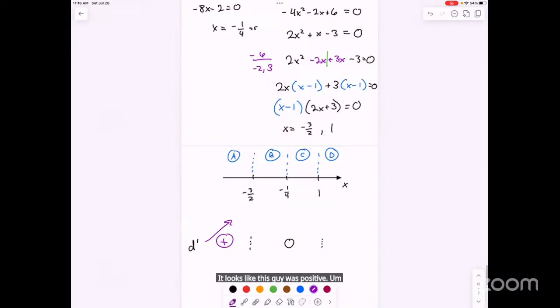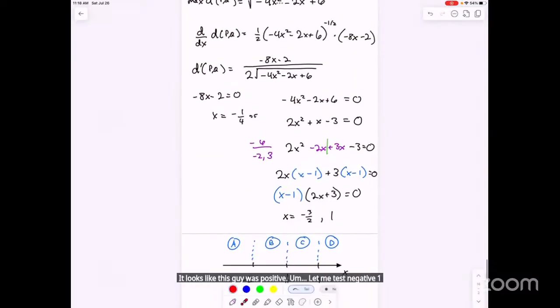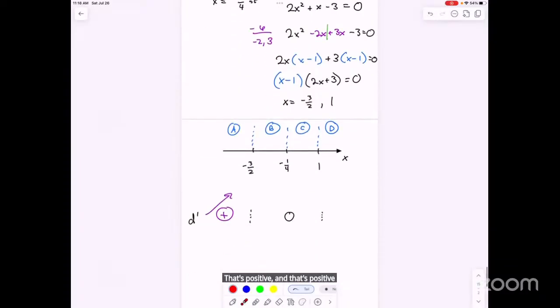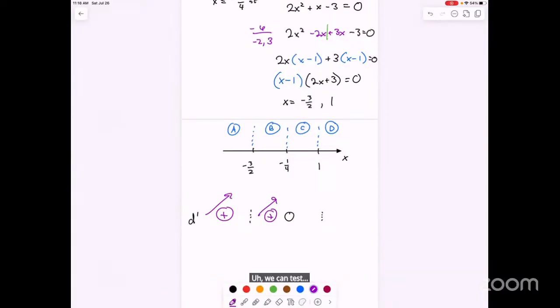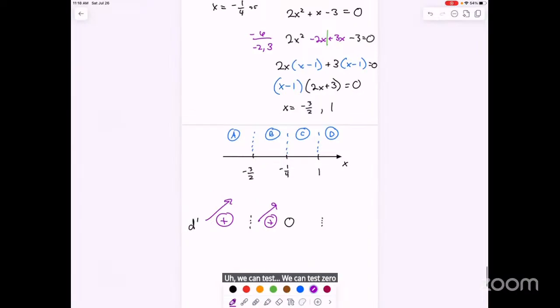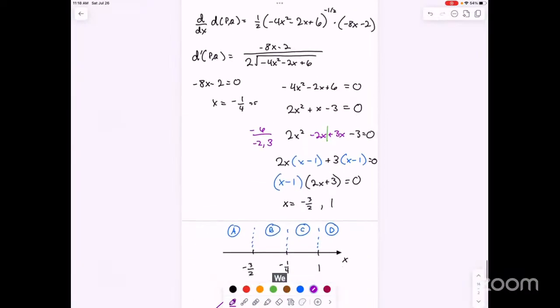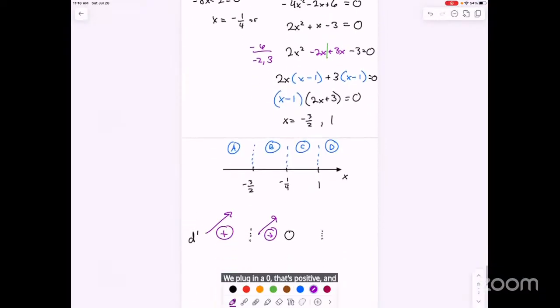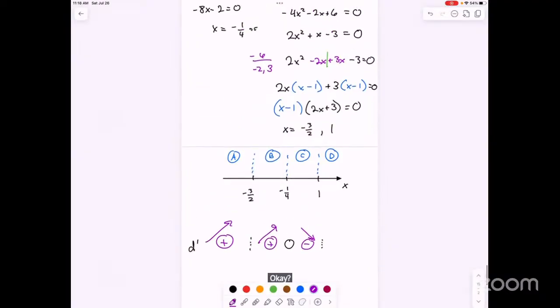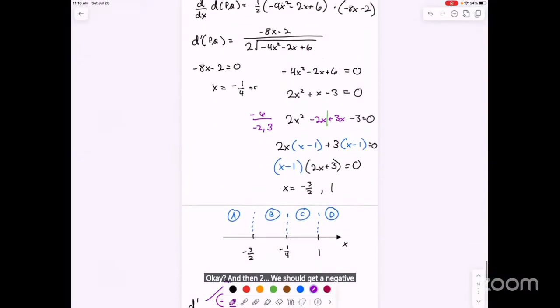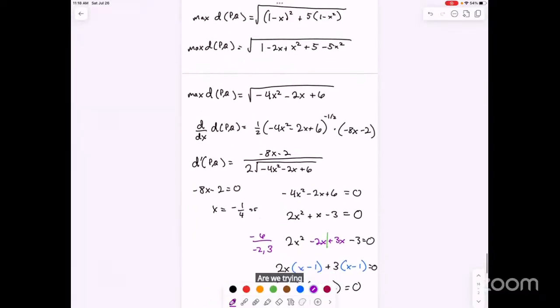Let me test negative 1 again. That's positive and that's positive. This should be positive. So I've got a positive first derivative, so it's increasing there. We can test 0 in region C. If we plug in a 0, that's positive, and that's negative. We get a negative, which is what we wanted. And then 2, we should get a negative. Are we trying to maximize them? Yeah, we should get a negative.